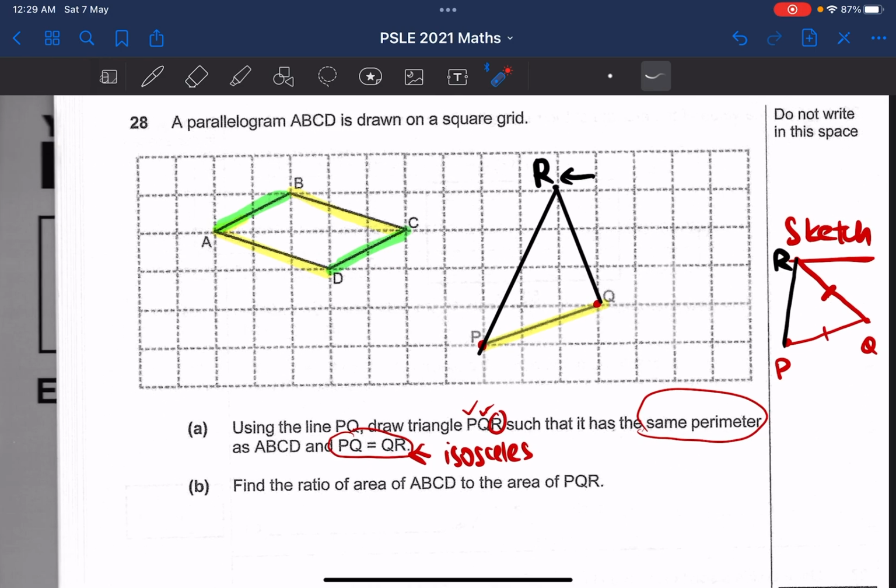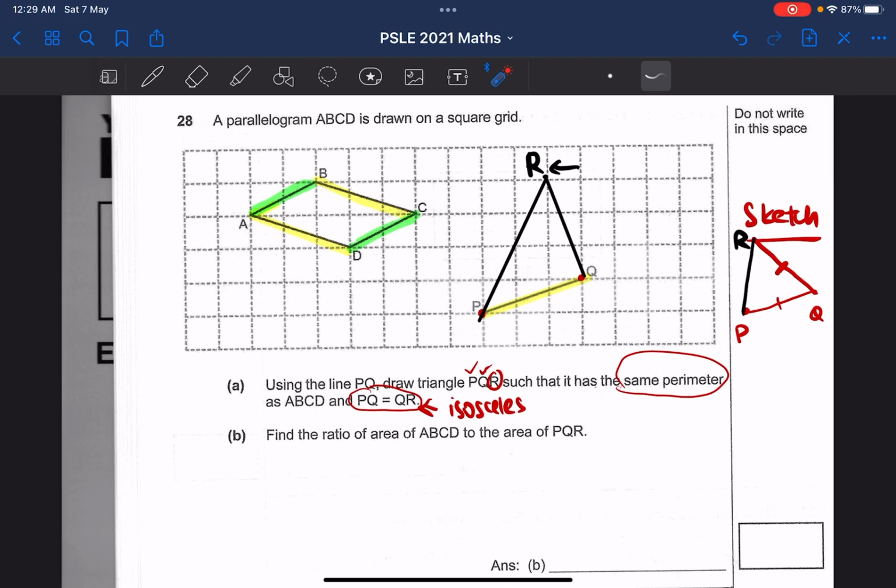Alright, now next, find the ratio of this first area ABCD to the area of PQR. Alright, now counting is again not going to be easy because they don't have complete squares inside. But there's always this trick when it comes to very confusing diagrams. Try to draw lines that can help you divide the figure into nice shapes. What I mean is, for example, because I already have done it earlier, I'm going to try to divide it this way.